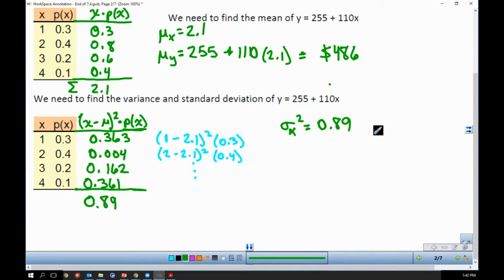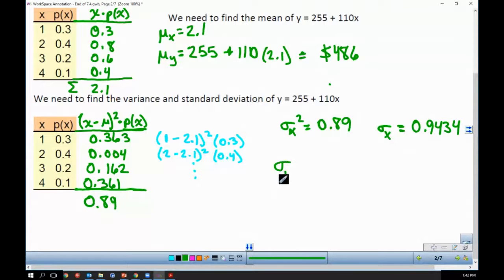What's my standard deviation of x? The square root of .89, which is 0.9434, that's right. But they don't ask us about x. They ask us about the variance and standard deviation of y.